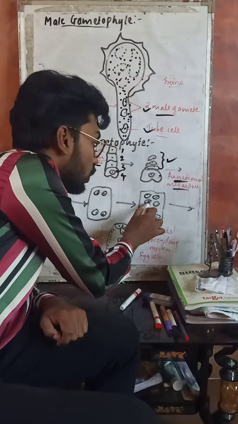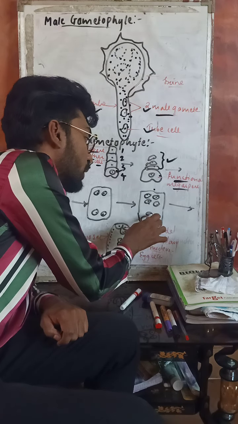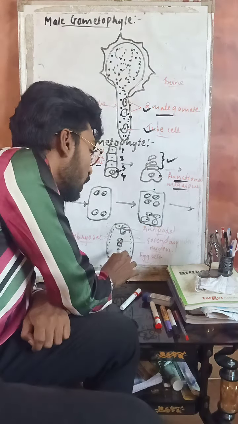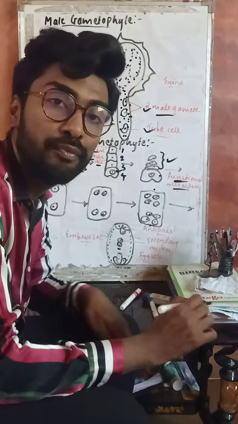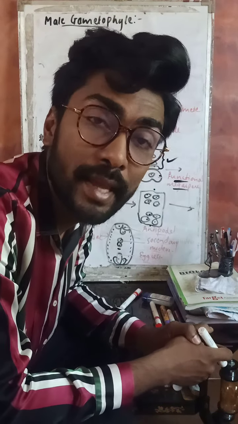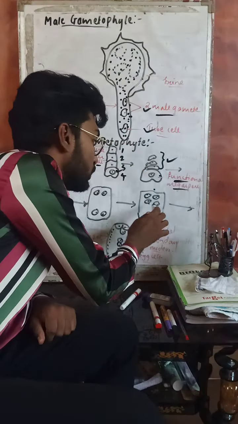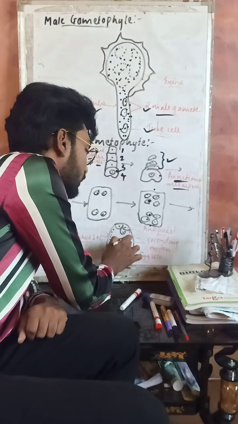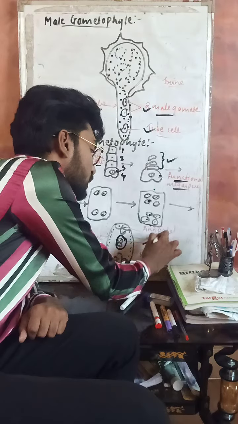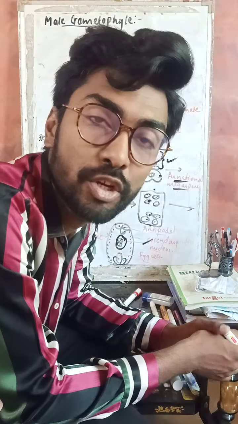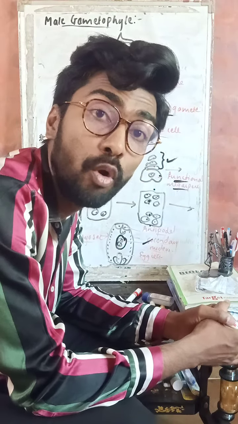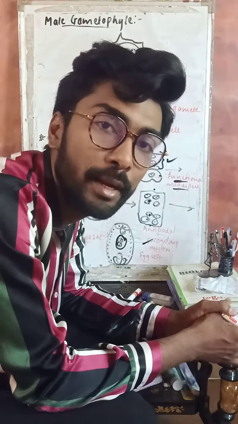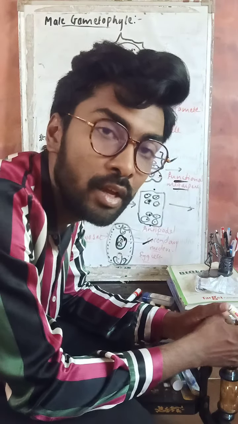Now one of the daughter nuclei from the upper pole and one of the daughter nuclei from the lower pole will come to the center and fuse with each other to form the secondary nucleus. They will lead to the formation of a secondary nucleus which is diploid in nature. That is, double the number of chromosomes are present in the secondary nucleus.